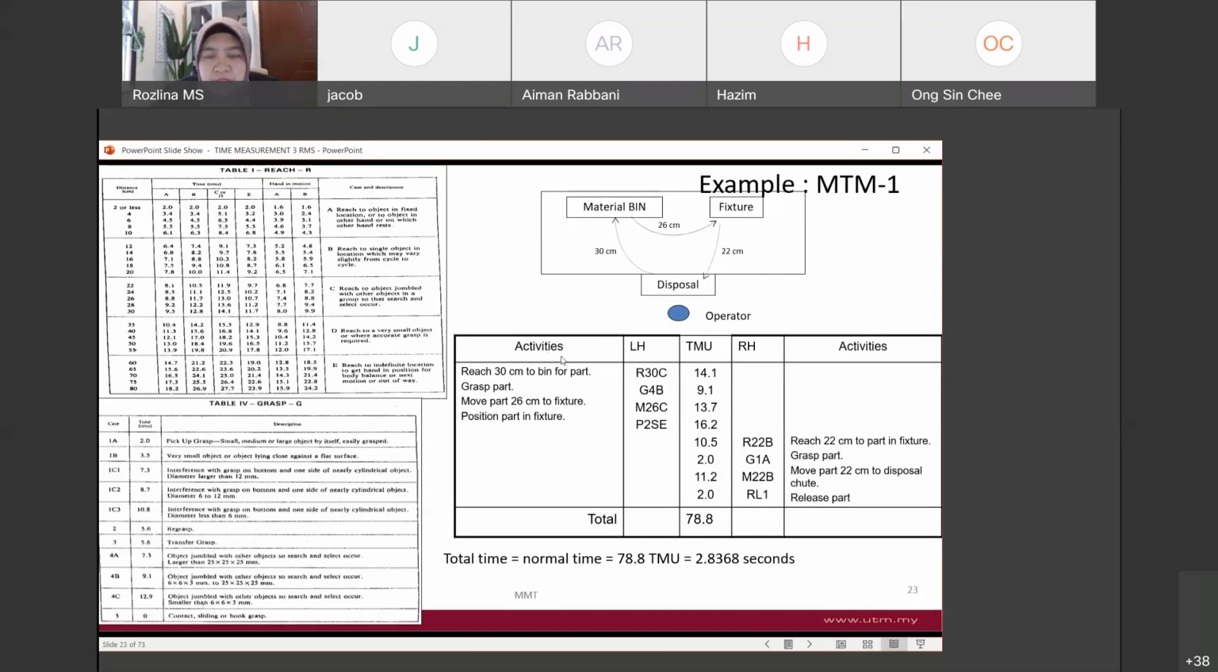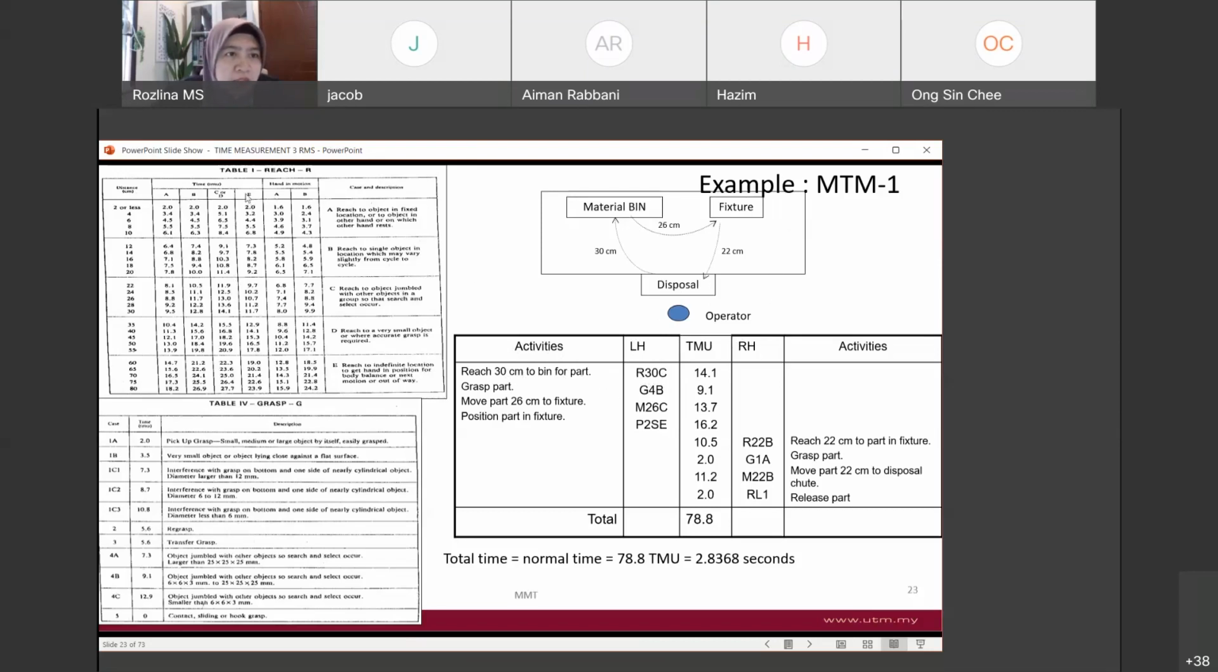Okay, these are the activities. They refer to left hand and right hand. So for the left hand, this is the coding: reach 30 cm to bin for part, so R30C. You just look at what the analyst gives, R30C.